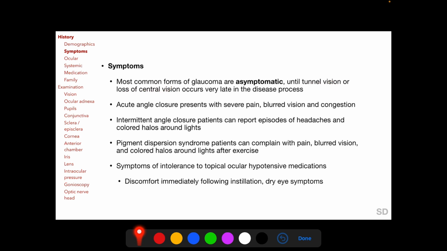in the disease process. Acute angle closure attack presents with severe pain, blurred vision and conjunctival congestion. Intermittent angle closure patients can report episodes of headaches and colored halos around lights. Pigment dispersion syndrome patients can complain of pain, blurred vision and colored halos around lights after exercise. And we should also inquire about symptoms of intolerance to topical ocular hypotensive medications, which are reported as discomfort immediately following instillation of the eye drop, or dry eye symptoms such as irritation and foreign body sensation.